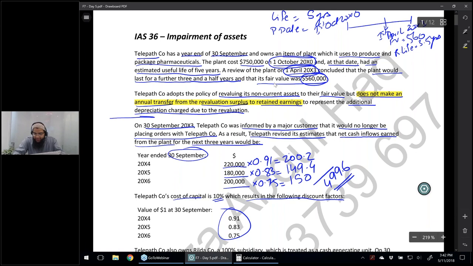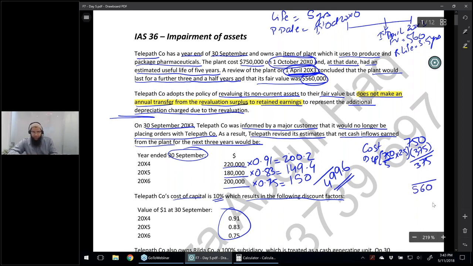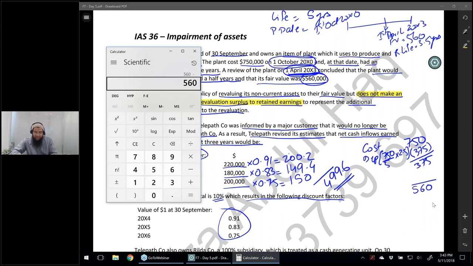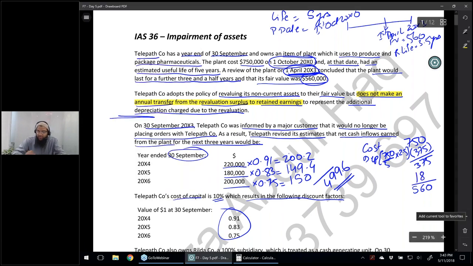The cost was 750 and the depreciation is going to be 750 divided by 5 years, which gives us the annual depreciation till 1st April 2023. How many years have passed by? October 20x0 to September 20x1, September 20x2, and then October, November, December, January, February, March, 6 months. So this means that 2.5 years have passed by. So 750 divided by 5 into 2.5 will give us the depreciation of 375. So the net book value was actually 375 left. When the question has said that the fair value was 560, the asset has been revalued by 560 minus 375, which is going to be 185. So 185 is the revaluation gain, which is going to be taken to OCI.